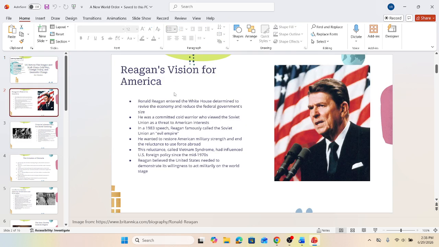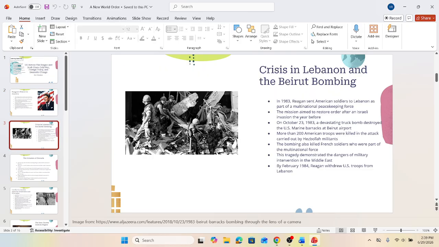So remember, Ronald Reagan's vision for America was to revive the economy and reduce the federal government's size. He was a committed Cold War warrior who viewed the Soviet Union as a threat to American interests and famously called the Soviet Union an evil empire. He believed that the United States needed to demonstrate its willingness to act militarily on the world stage.